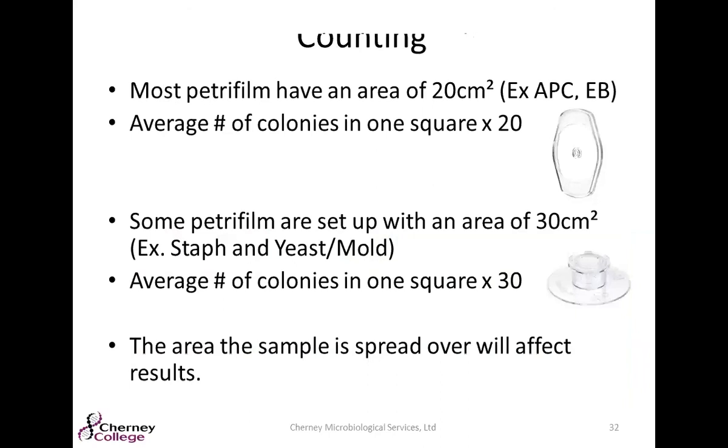So as far as counting Petrifilm, most Petrifilm have an area of 20 centimeters squared, for example, the APC Petrifilm and the EB Petrifilm. If you're doing an estimated count, you'll take an average number of colonies and multiply that by the area, so you multiply it by 20. Other Petrifilms are set up with a different area, a different spreader. The yeast and mold and the staph have a 30 centimeters squared area. So you want to keep that in mind when you're doing calculations so that you have an accurate count. The area that the sample is spread over will affect your results.